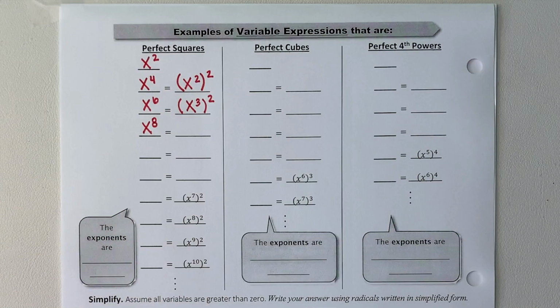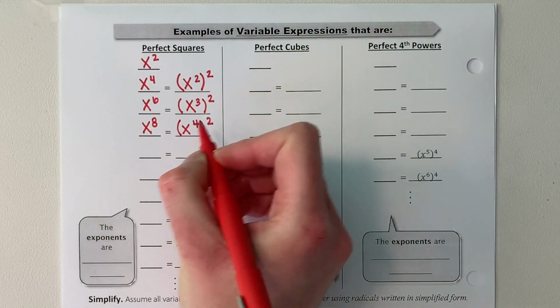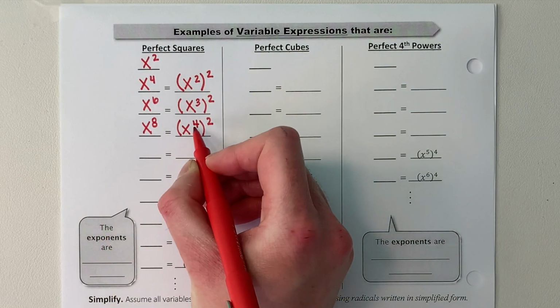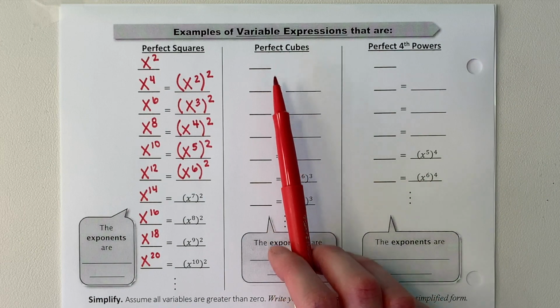And x to the 8th is a perfect square because we can write it as some quantity squared. Let's see. X to the 4th squared will give us x to the 8th because 4 times 2 gives us 8. And I've continued filling out this list to show you several more examples of perfect squares. Next, let's list some examples of perfect cubes that involve variables.